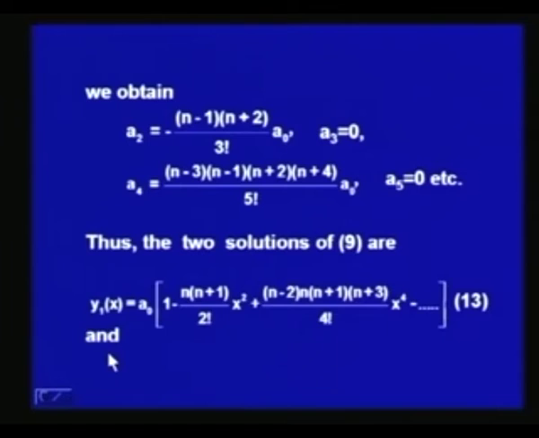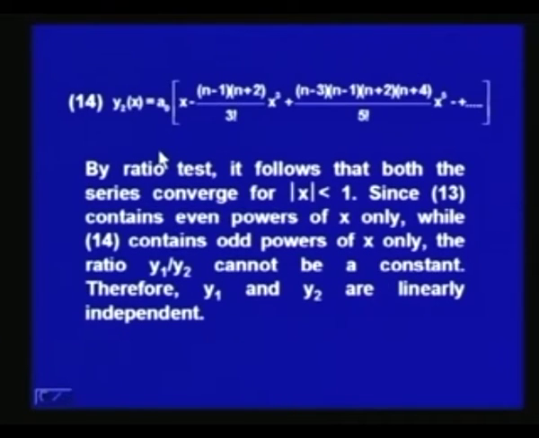And for m equal to 1 we get the solution y2(x) as a0 into x minus (n minus 1)(n plus 2)/3 factorial x cubed plus (n minus 3)(n minus 1)(n plus 2)(n plus 4)/5 factorial x to the power 5 and so on. Now, when we apply the ratio test to these infinite series, it follows that they converge for mod of x less than 1.